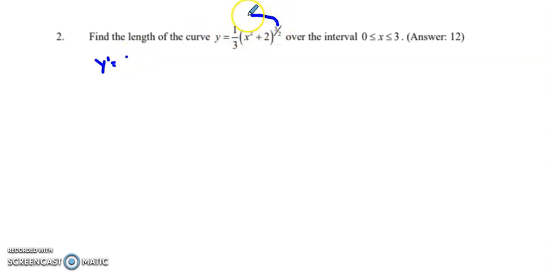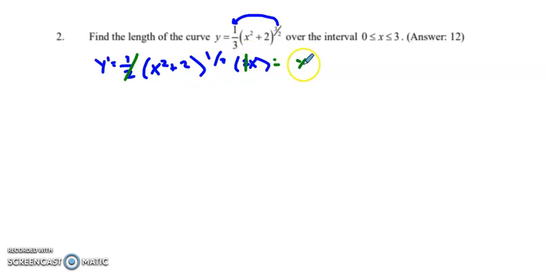If I bring down the 3 halves times 1/3 is 1/2. Leave the inside function intact and decrease the degree to 1/2. Now by the chain rule, take the derivative of x squared plus 2, which is 2x. And you'll see that the 1/2 and the 2 cancel out. So you'll be left with x times x squared plus 2, all raised to the 1/2.